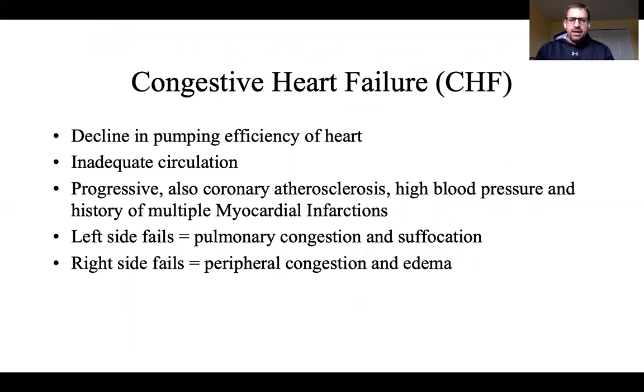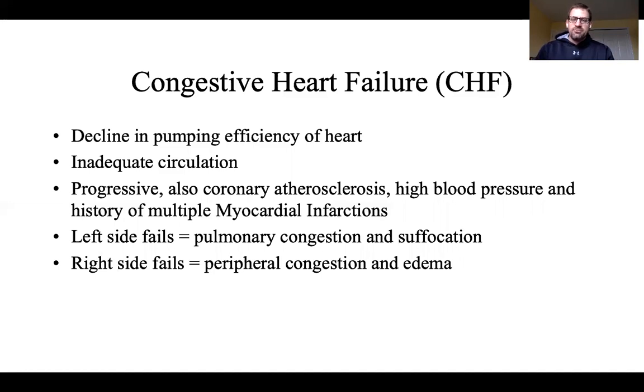Congestive heart failure is progressive and can be caused by coronary atherosclerosis, which is a hardening and narrowing of the arteries that supply blood to the heart. So the heart muscle is not getting as much oxygen and becomes weaker. Chronic high blood pressure can eventually cause the heart to wear out. And a history of multiple myocardial infarctions. Sounds funny, not funny. Myocardial infarctions are heart attacks.